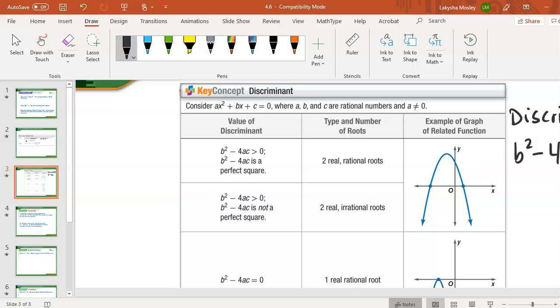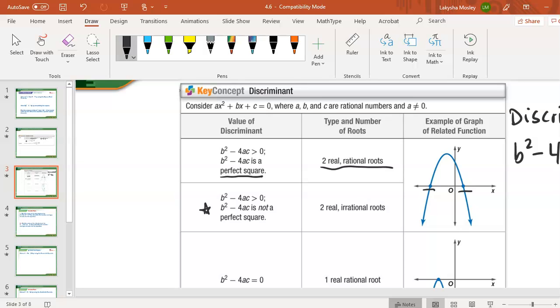If b squared minus 4ac is greater than 0, and the value, when you plug in your b, you square it, you subtract away 4ac, is a perfect square, it will have 2 real rational zeros. Okay, 2 real rational roots. And so as you can see, you'll have basically 2 x-intercepts. Okay, keep that straight. Now here's the next condition.